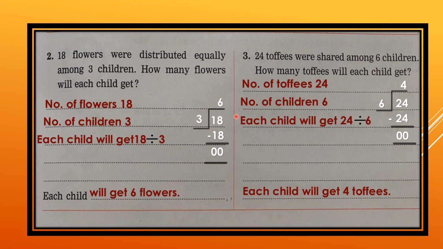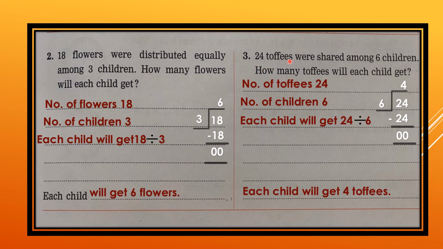So we write 18 in the dividend's place. We divide it by 3. And when we tell our 3 times table, we get 6 3s are 18. Okay, so 18 minus 18 is 0. So the quotient is 6, so the answer is 6. So each child will get 6 flowers.